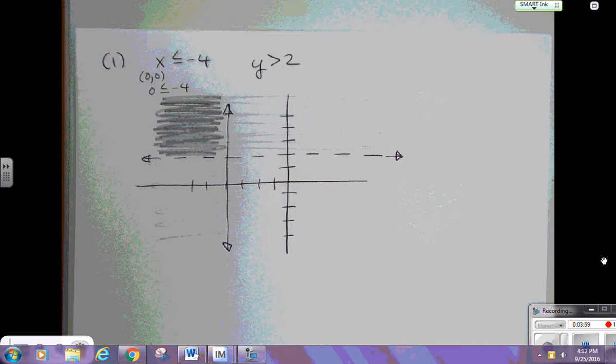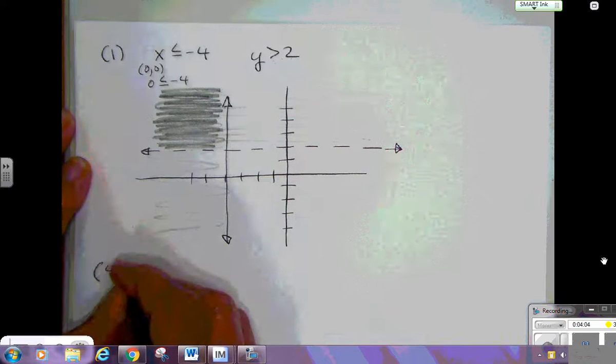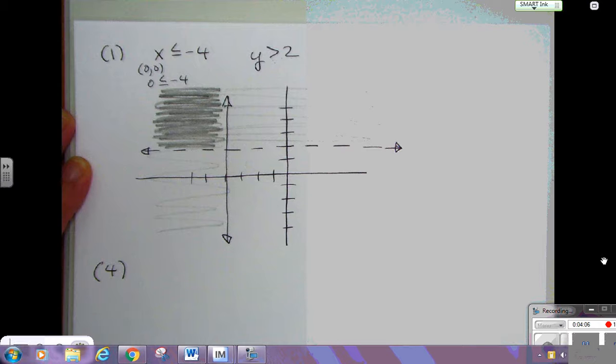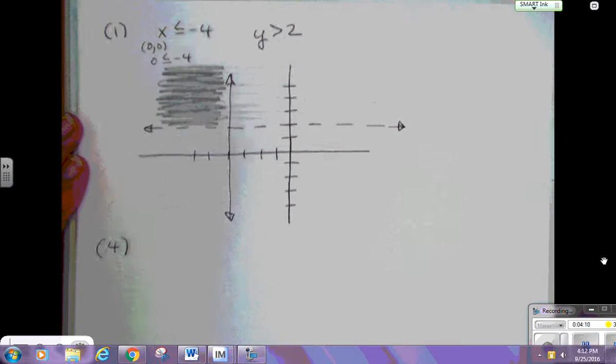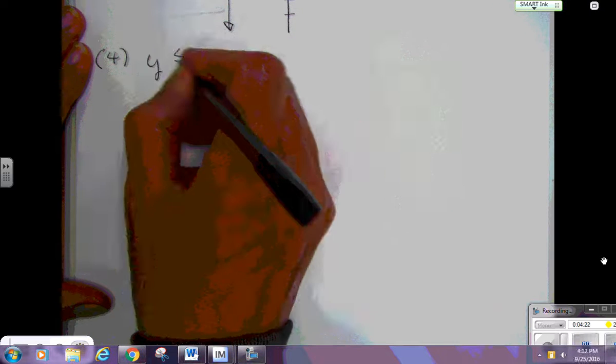Okay, so let's look at number 4. We'll do a couple more examples. Why don't you guys try to do number 4, and I'll do it up here. And just so you know, I am going to graph that absolute value one first. And then I'll go back and graph the line.